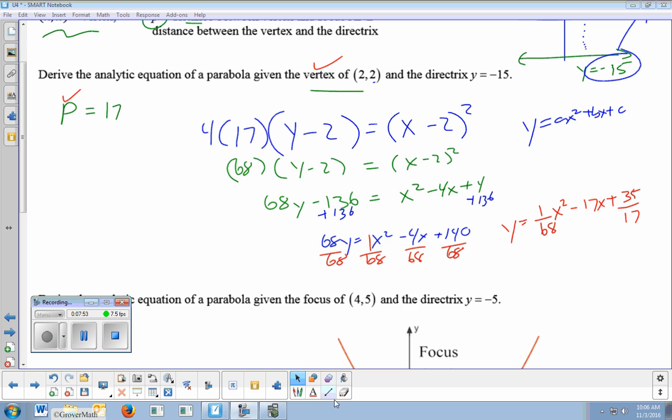Okay, I figured out my mistake here. So this is negative 4 over 68, which is not negative 17. It is negative 1 over 17, of course.